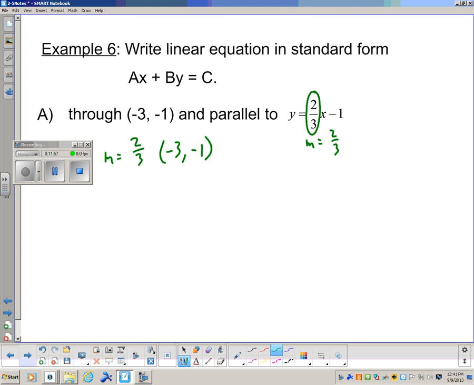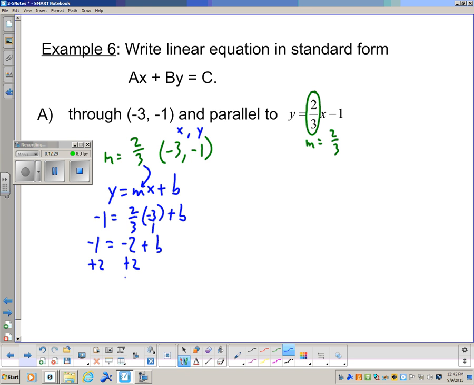No longer going to use that. So you get to choose which equation you like to use. I'm going to use y equals mx plus b. So my slope is going in here for my m. And then this is going to be my x and my y at -3, -1. So plugging those in there, I get -1 equals 2/3 times -3 plus b. So -1 ends up equaling -2 plus b. I'm going to add 2 to both sides to solve for b, and b ends up being 1. So now we're going to plug it back in here. So we get y equals 2/3 x plus 1.